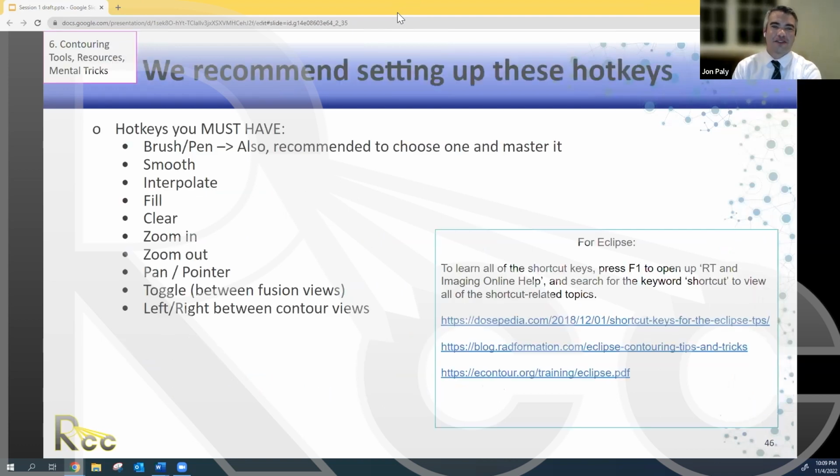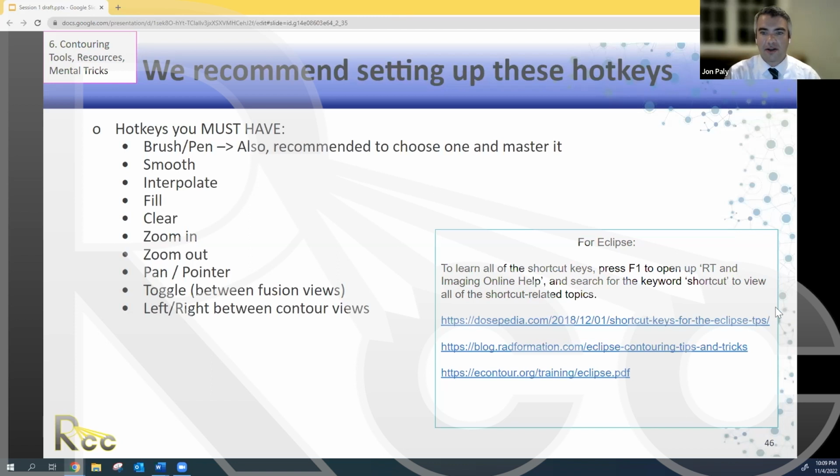So, as far as setting yourself up for success, we recommend setting up hotkeys in your treatment planning software. You should use either a brush or a pen, whichever you're comfortable with. Just stick with that one and master it. And then having hotkeys to switch between that, interpolation, filling holes, zooming in and out will all really help with your speed and contouring. And in Eclipse, this can be done pretty easily.